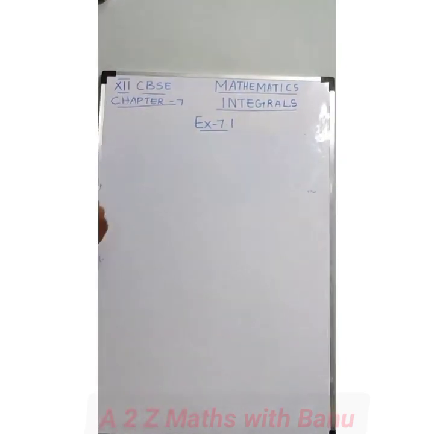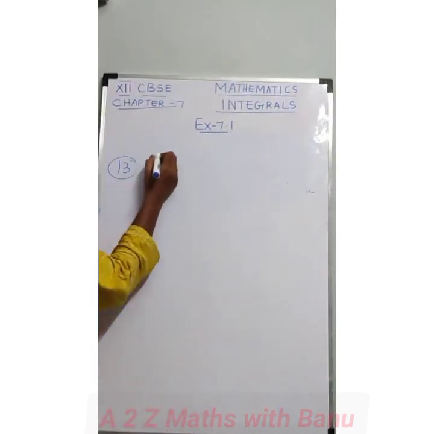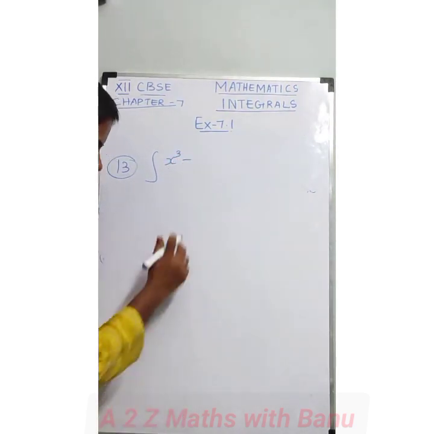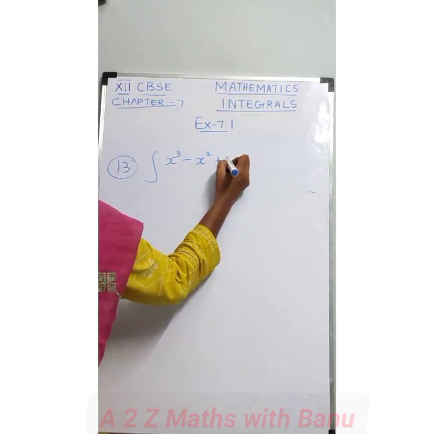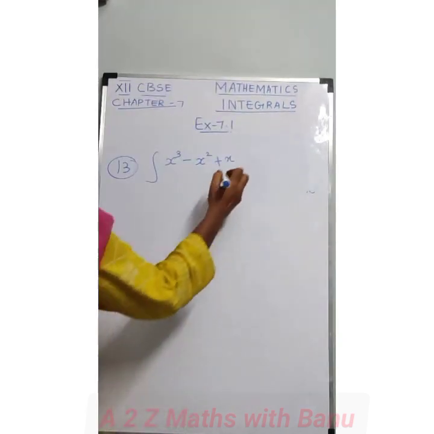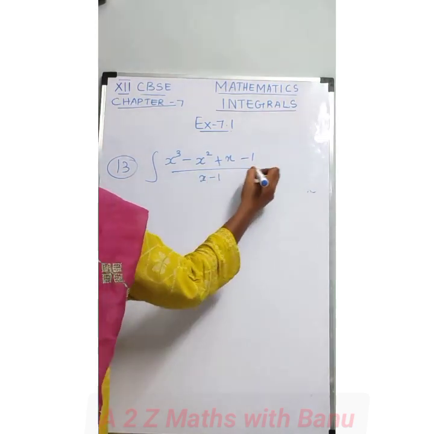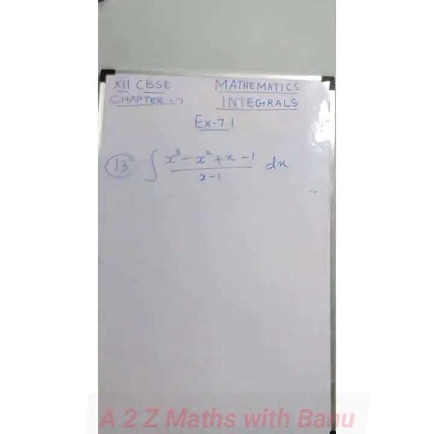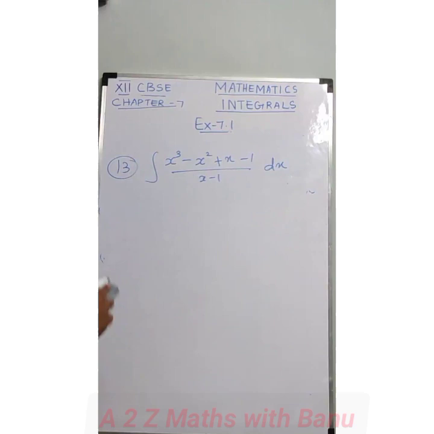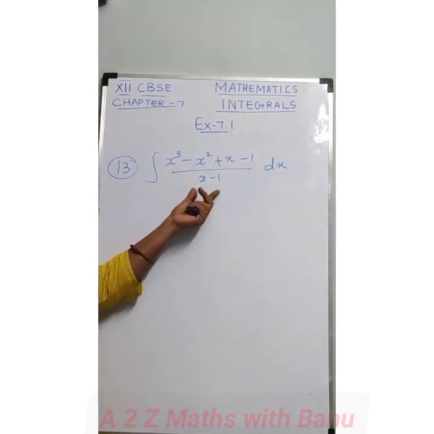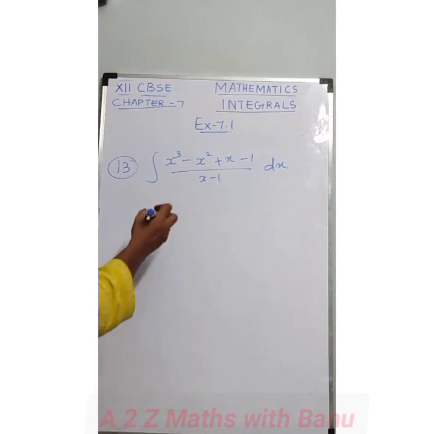Then we have the next problem, which is the 13th problem, that is integral of x cube minus x square plus x minus 1 divided by x minus 1 dx. Now look at the term in the numerator and in the denominator. We have x minus 1. Let us first factorize the term in the numerator.